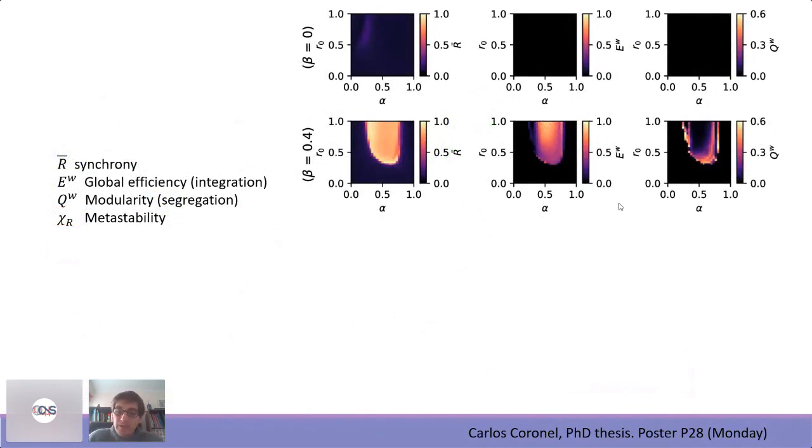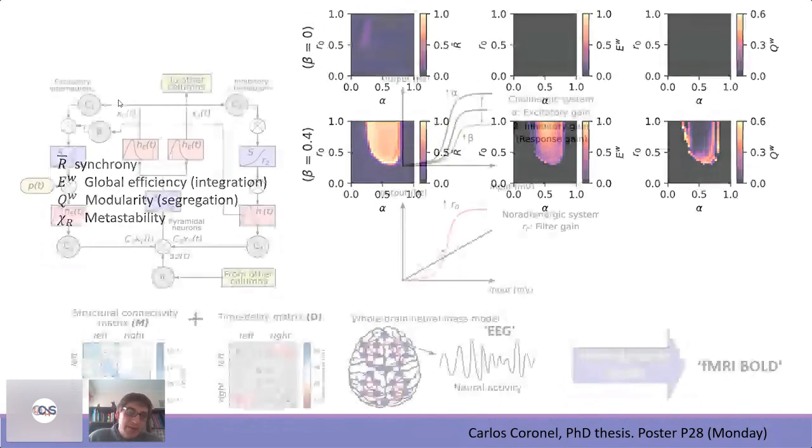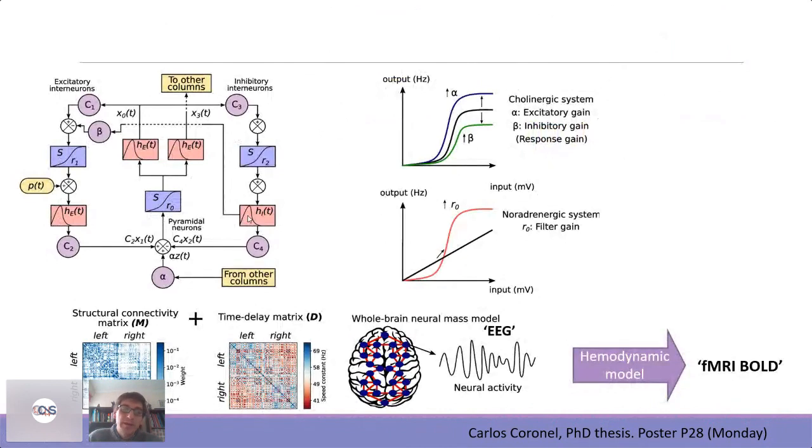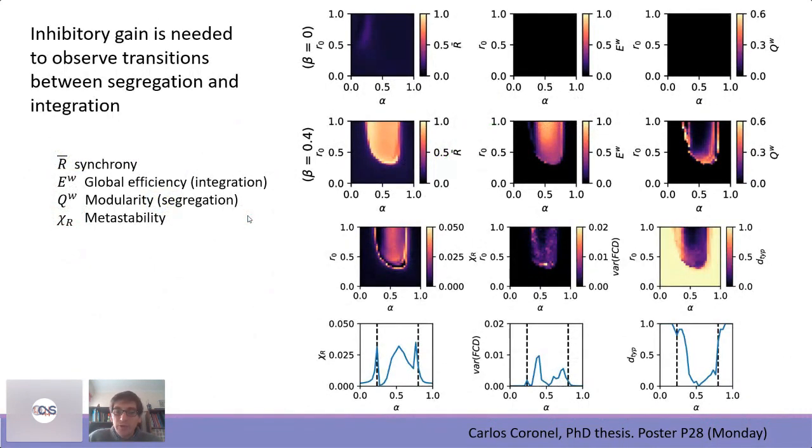Carlos Coronel had a poster yesterday where he showed a lot of nice results about the neuromodulations, and I'm not going to go into that in detail now. We are just about to submit a manuscript. The one important thing is that the inhibitory gain is needed to observe the transition between segregation and integration. Without this beta that we added here, we don't reproduce the previous result or the experimental observations.